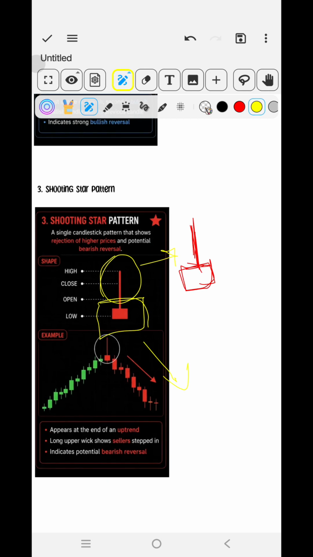Remember, candlestick patterns should never be traded alone. As I told you, candlestick patterns should never be traded alone. Always combine them with support and resistance.